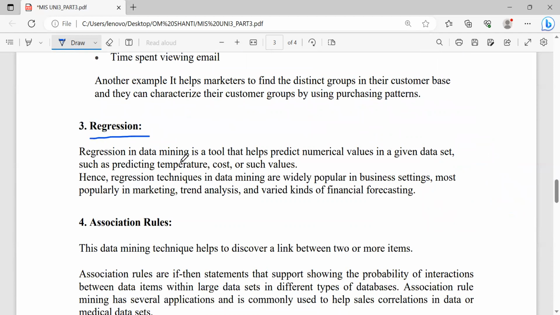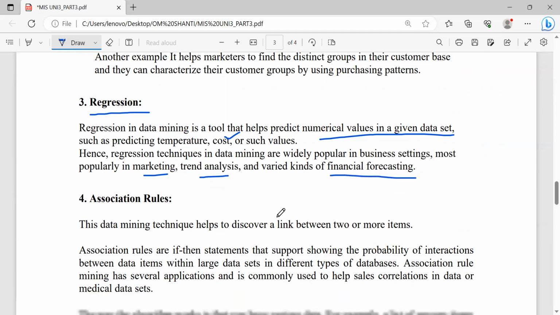Regression. Regression data mining is a tool that helps predict the numerical value in a given data set, such as cost, temperature, or other values. This is popularly used in marketing or trend analysis. If we want to say by what percentage the cost of a particular product will increase, then we do regression analysis. We find out how much growth we can obtain. So it is also helpful for financial forecasting.